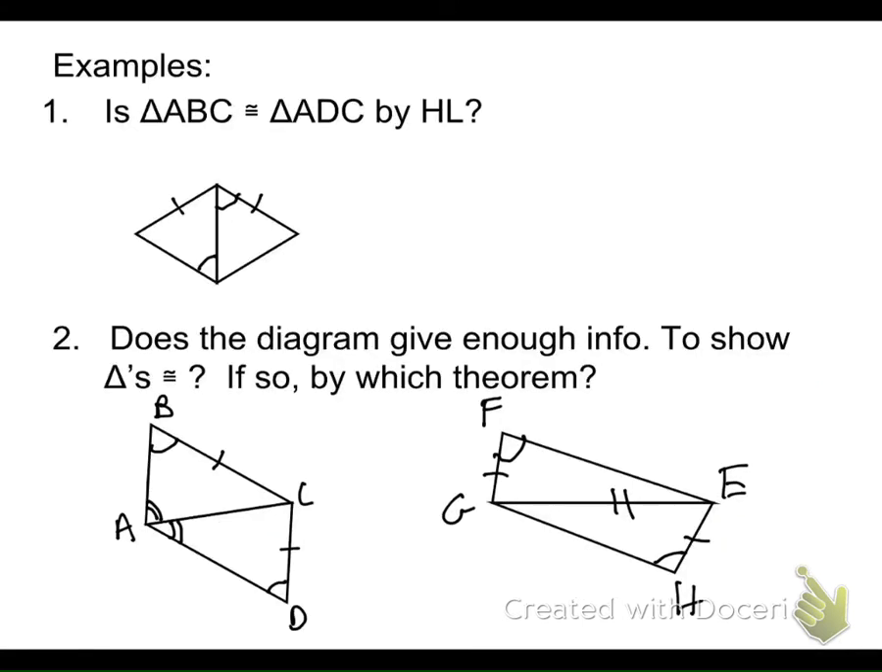Our first question is: is triangle ABC congruent to triangle ADC by hypotenuse leg? So, does anybody want to tell me, can we do that? Can you use hypotenuse leg? So we had criteria for hypotenuse leg. First one, your hypotenuse has to be congruent to the hypotenuse in the other triangle. Is that met?